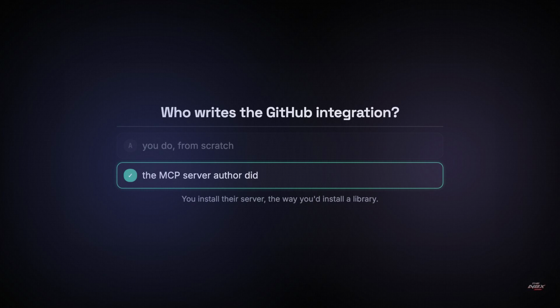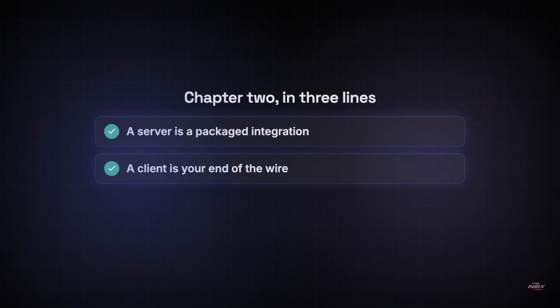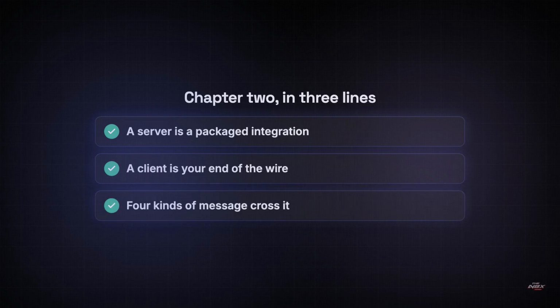That's the entire point. You install their server and connect to it the same way you'd install a library rather than rewriting it. 3 lines to keep. An MCP server is somebody else's integration, packaged. An MCP client is the piece of your app that plugs into a server. And the wire between them carries 4 kinds of message, which we'll meet properly next chapter.